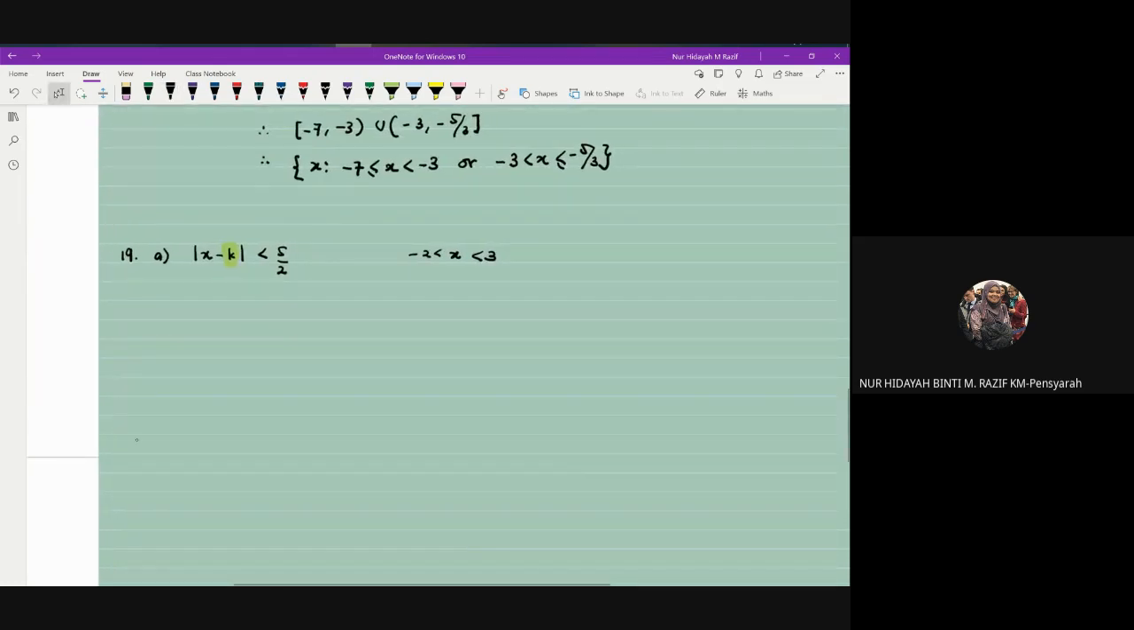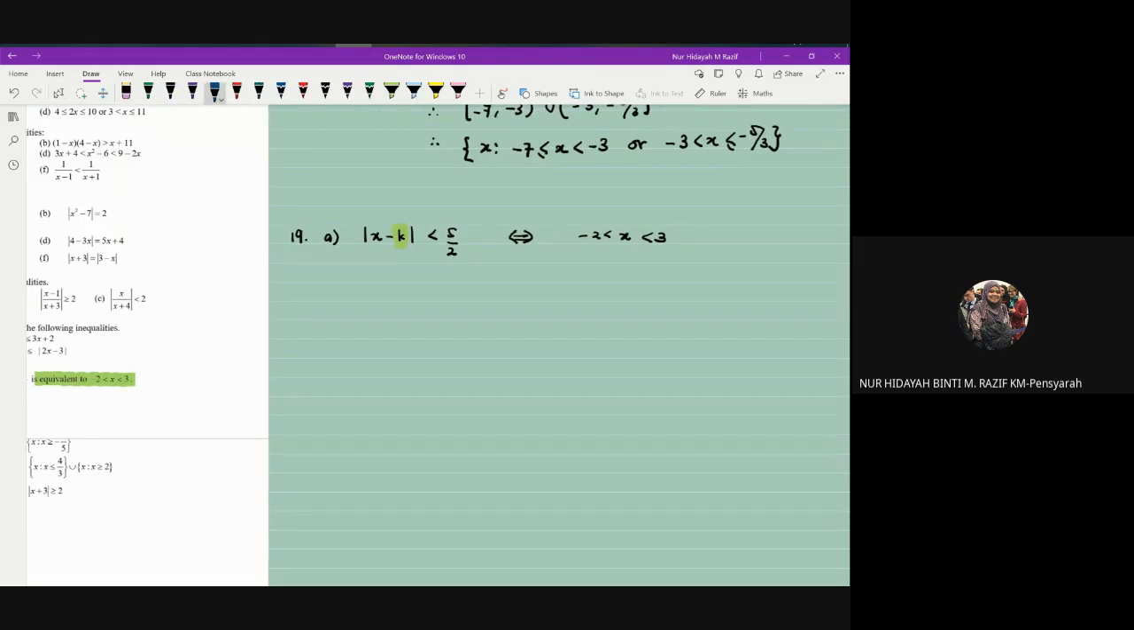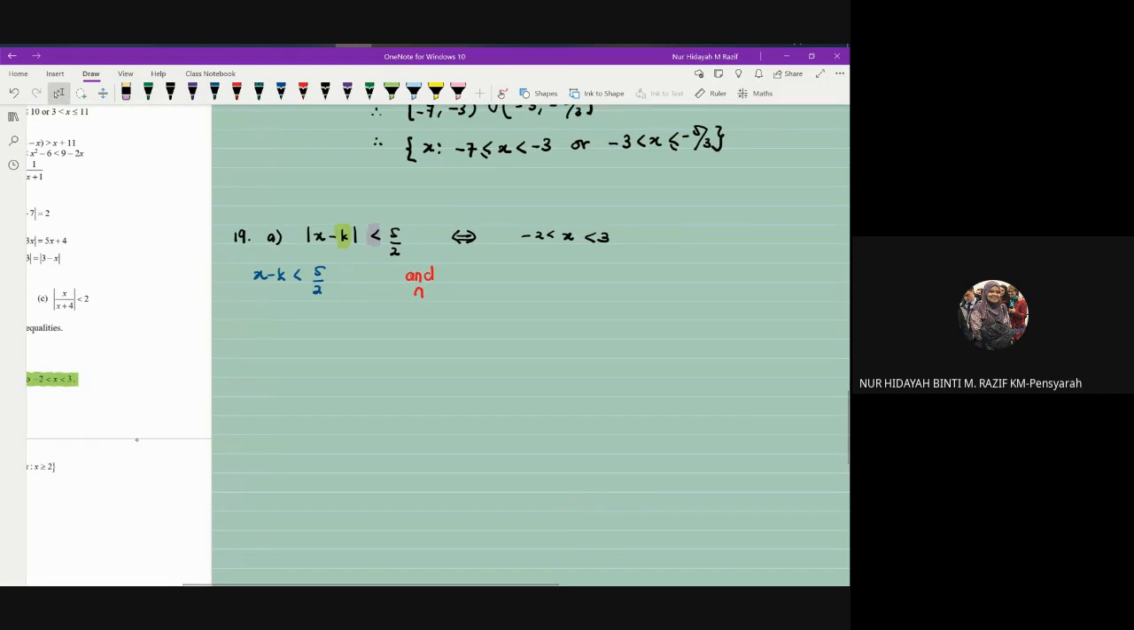Bila dia kata equivalent, meaning these two things is the same. So same how, jawapannya adalah use your definition. Di sini kita ada less than. So bila kita tukar jadi definition, it's going to become N di tengah-tengah. Okay, di tengah-tengah adalah N, which is intersection. So just define your left hand side is going to become X minus K less than 5/2, positive part. And then negative part you have X minus K is apa? Less than, greater than, less than, equal to, greater than, equal to.